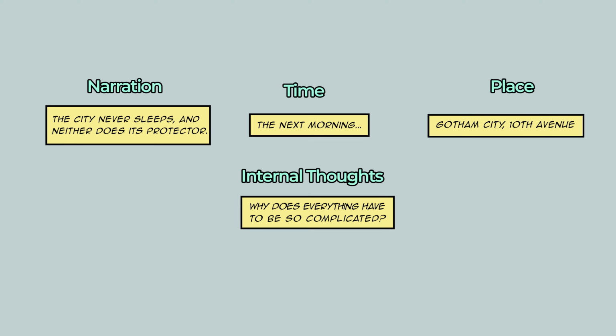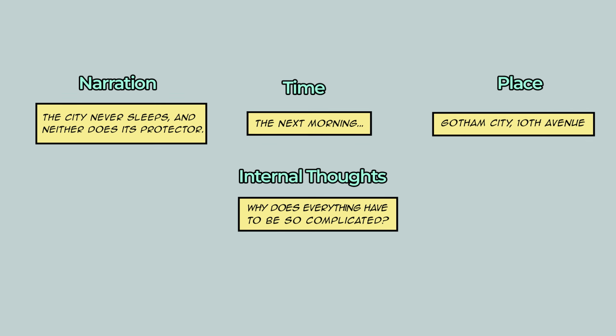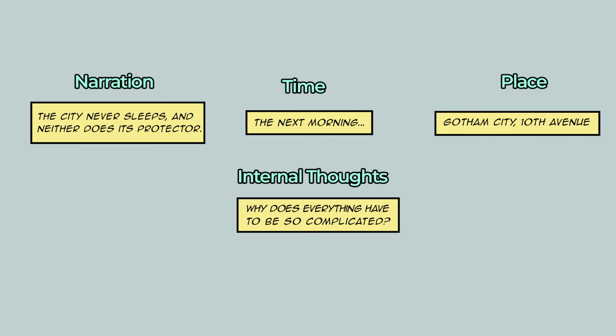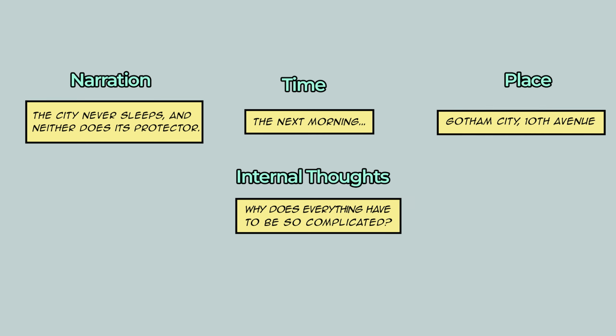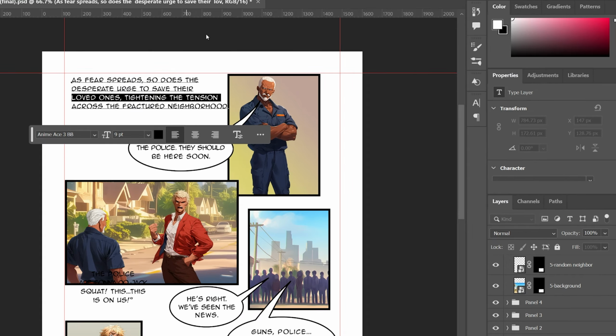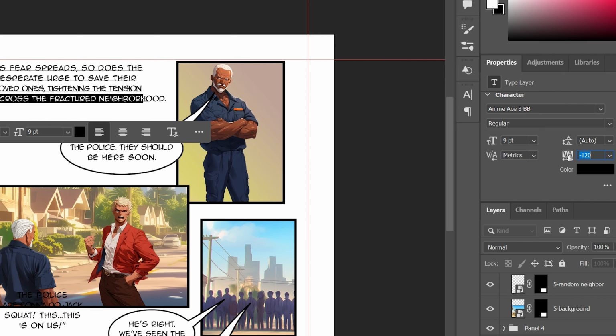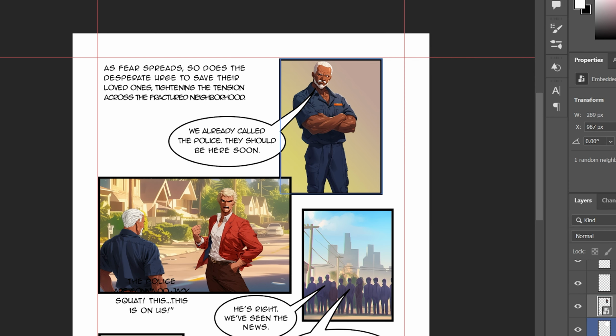Captions are primarily used for narration, but it could also be used to convey the time and space, and in rare cases, internal thoughts, unless you use thought bubbles. Captions are usually rectangular, so I'm going to use kerning to make the lines even in length. Now, it doesn't have to be perfect, and make sure that you don't ruin readability. Alright, that should do it.